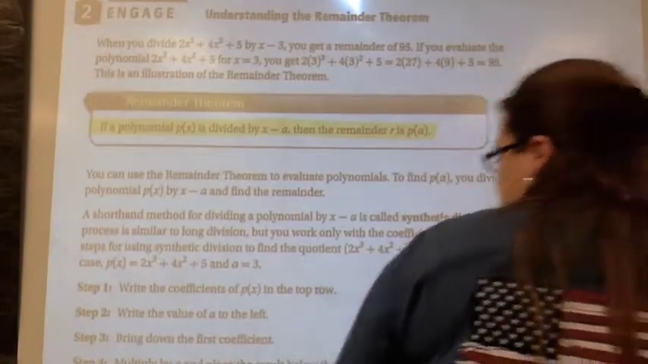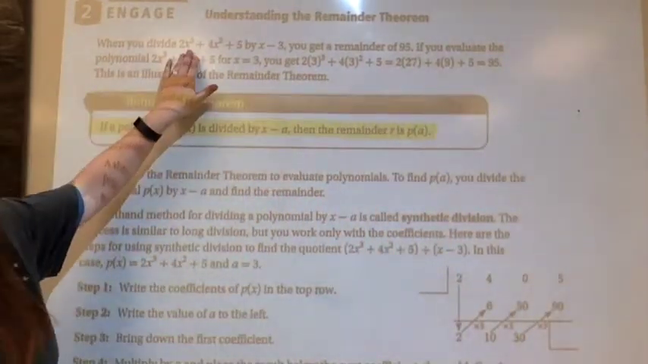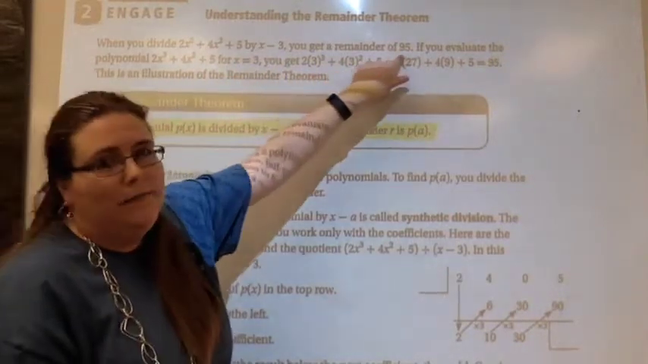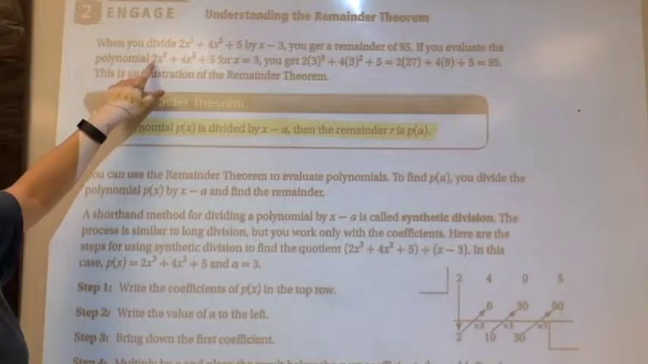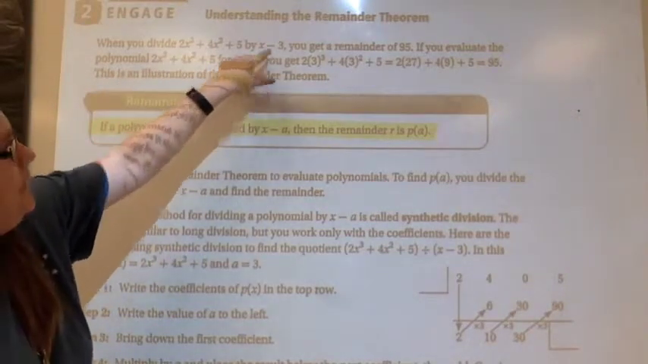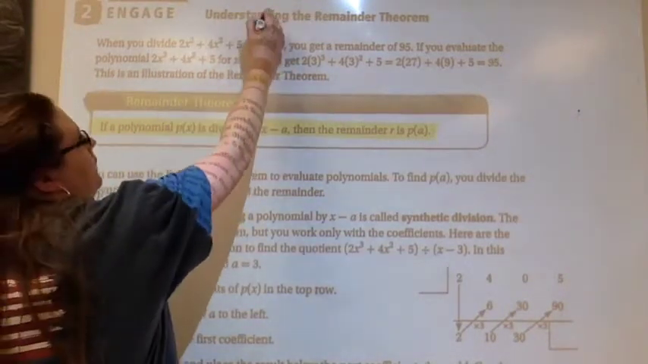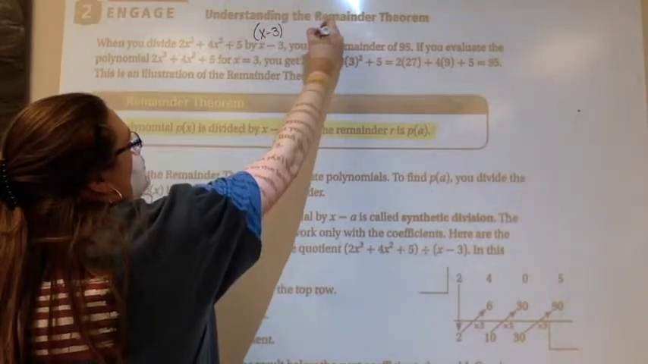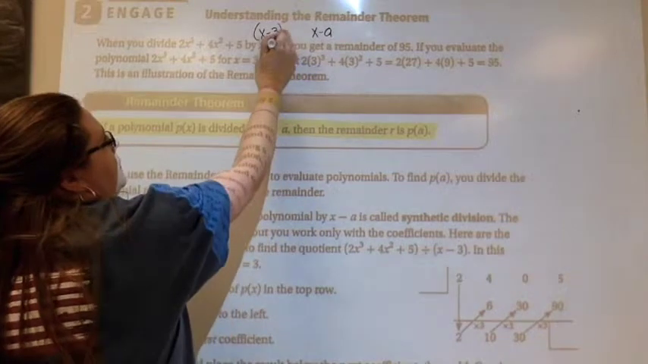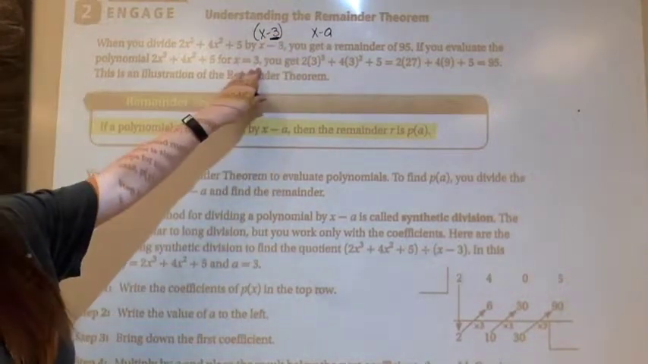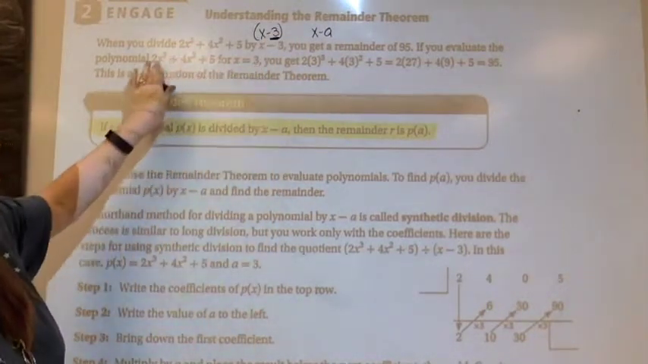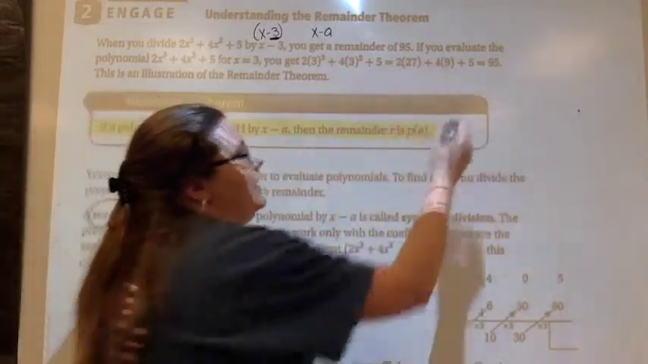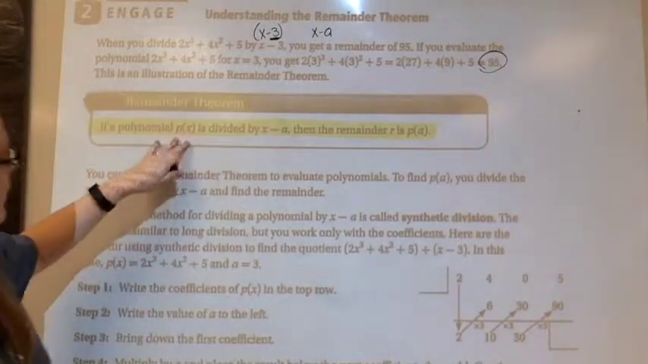This talks about understanding the remainder theorem. When you divide 2x cubed plus 4x squared plus 5 by x minus 3, you get a remainder of 95. If you evaluate this polynomial for x equals 3, and they got 3 right here, if the divisor is x minus 3, that's the same thing as saying x minus a, so this value is what they're substituting in for x. So if they substitute 3 into all the parts where they see x and evaluate it, you're going to get that remainder. That's the remainder theorem.